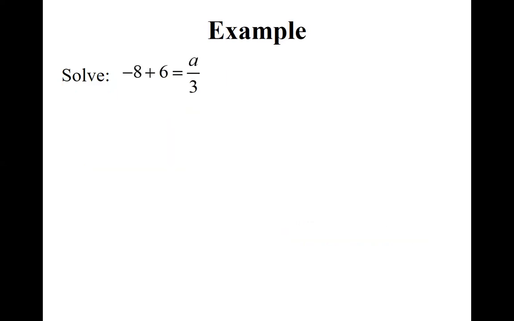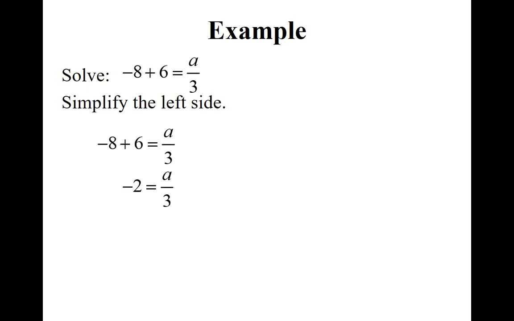Another one. Don't just jump straight to undoing division with multiplication. We have to examine both sides first to see if there's anything that simplifies. Looking at the left, -8 plus 6 is -2. We can simplify the left side and get -2.